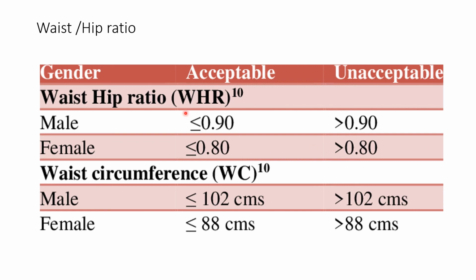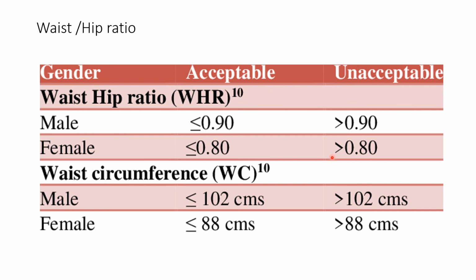Next one is waist hip ratio. We usually take the waist hip ratio, no? Then how to assess the nutritional status using the waist hip ratio? If it is less than or equal to 0.9, it is acceptable in men, whereas in females, if it is less than 0.80, it is acceptable. It is in the normal range. If it is more than that, they are not in the normal range. They are obese or overweight.